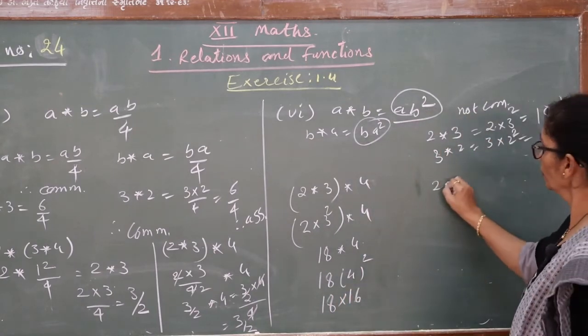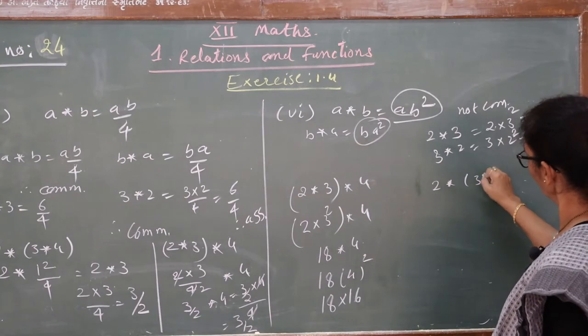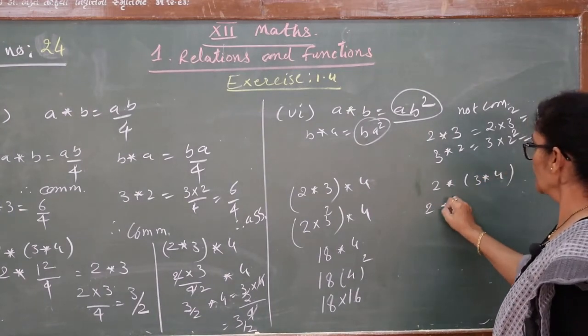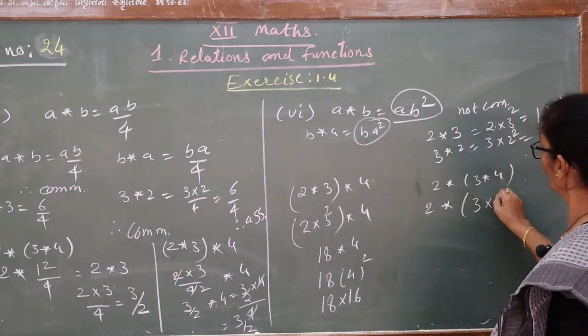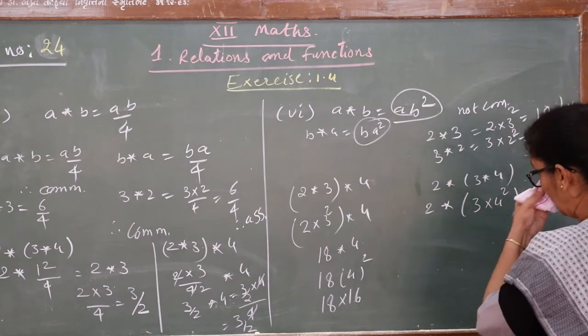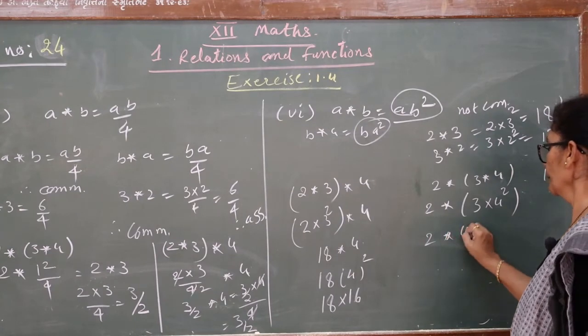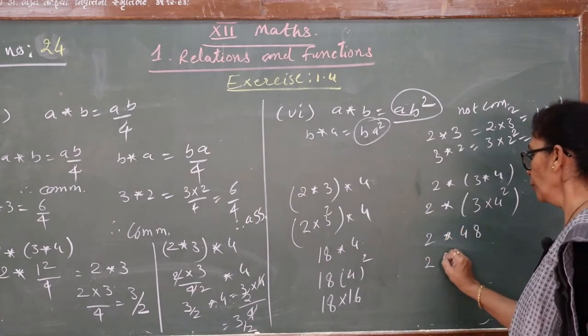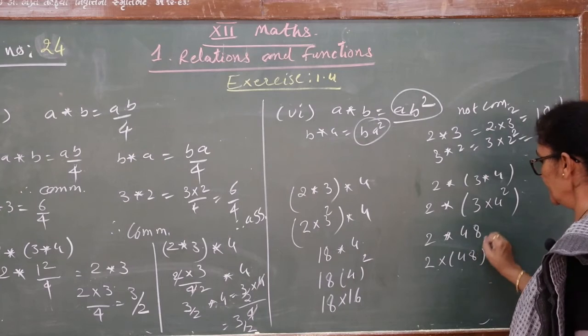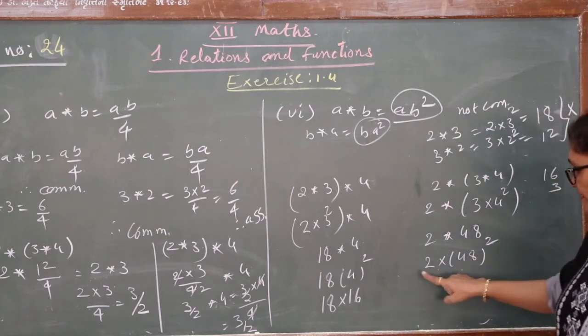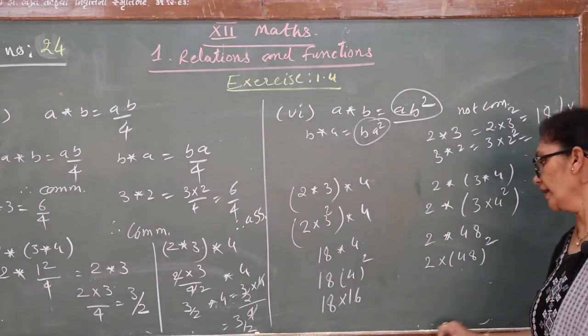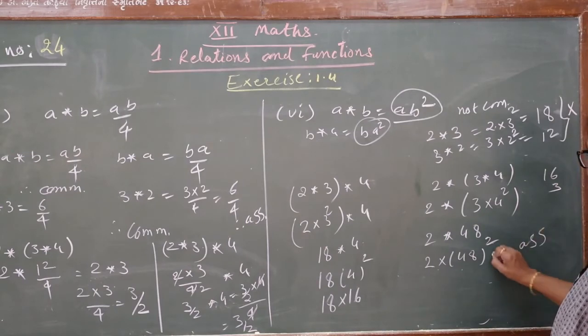In a similar way here, 2, 3 and 4. Okay, 2 * (3 * 4) is 3 into 4 squared, 16, and you know 16 3s are 48. Now 2 into 48 squared. If you write 48 squared into 2 and 16 into 8, both answers are not the same. So it is not associative.